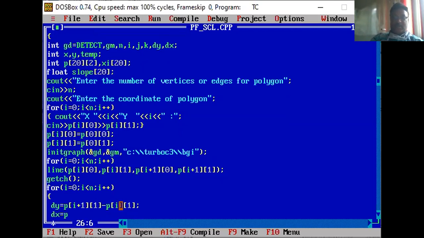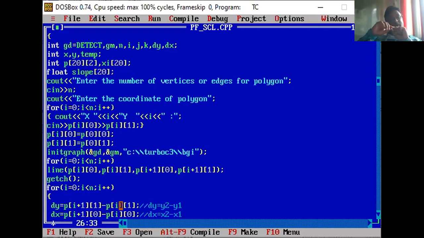So dx कसं असणार? P of what is your dx? P of I plus 1, 0. This is my x2 minus P of I, 0, sorry, this is my P of I only 0. So this is my x1. So this is my x1, y1, x2, y2. Means here I can say dy is equal to y2 minus y1, and here in the comment, dx is what? dx is x2 minus x1. Everybody understood?